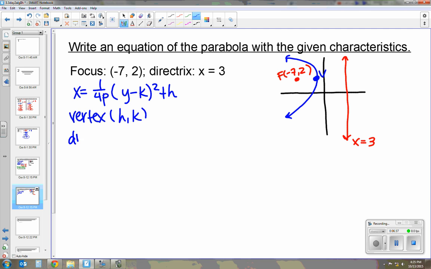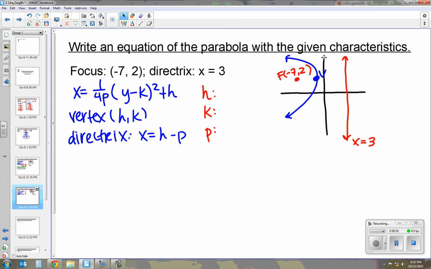And my directrix is x equals h minus p. So this is another x equals, okay? So to write this equation, we need our h, we need our k, we need our p. Well, our h and our k is a vertex, and we don't know our vertex, so we've got to figure it out.